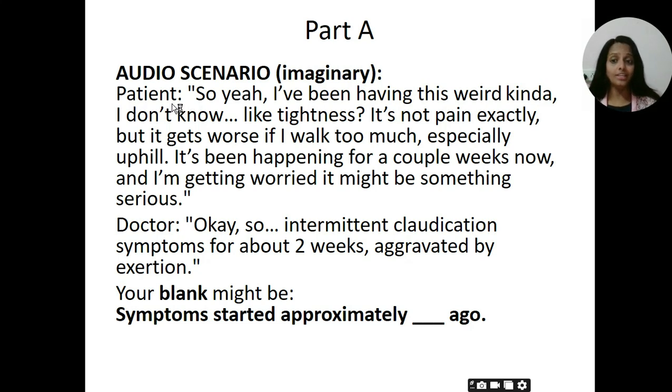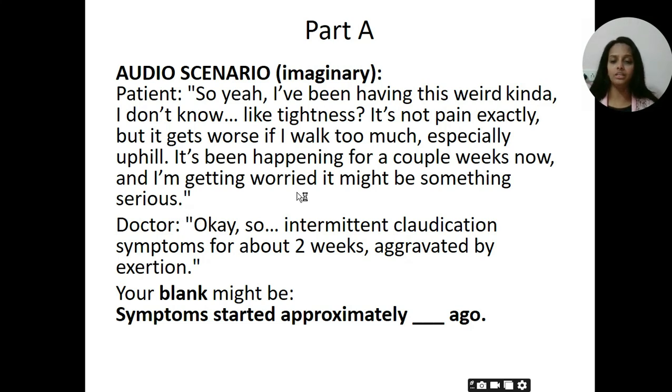So the patient is saying like this. So yeah, I have been having this weird kind of, I don't know, like tightness. It's not pain exactly, but it gets worse if I walk too much, especially uphill. It's been happening for a couple of weeks now, and I'm getting worried it might be something serious.